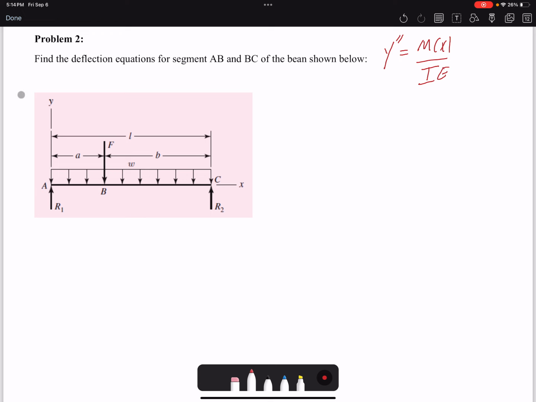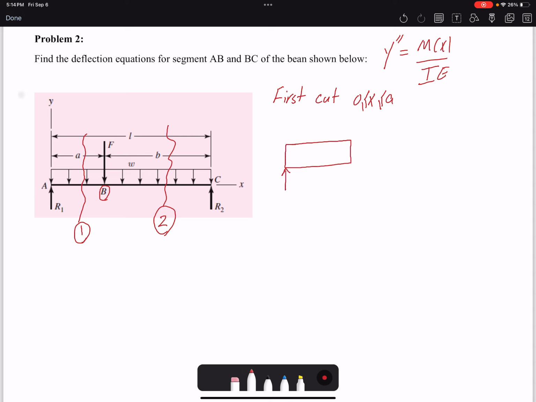Because the load changes at point B, we have to make a section cut here, we call it section cut 1, and then another section cut here, we call it section cut 2. So let's start with the first cut. Our first cut would be at x somewhere between 0 and a, and I'm going to keep the right side.